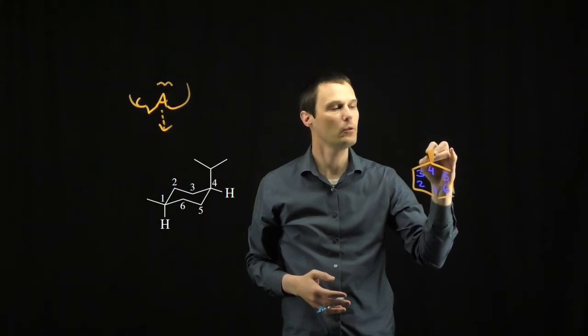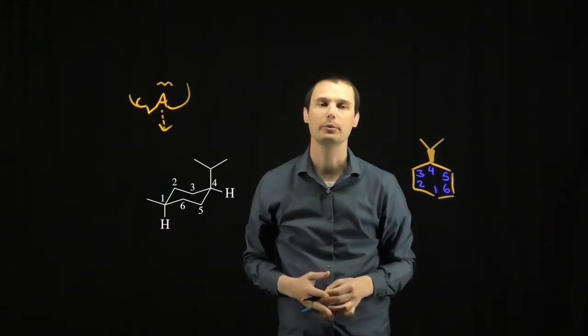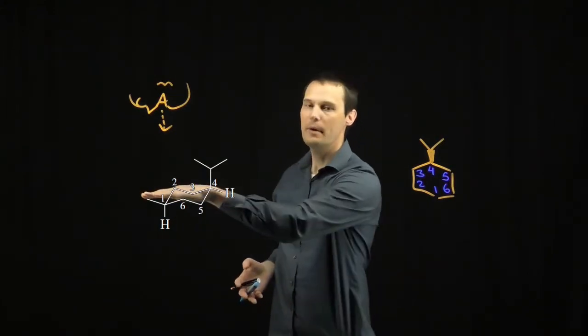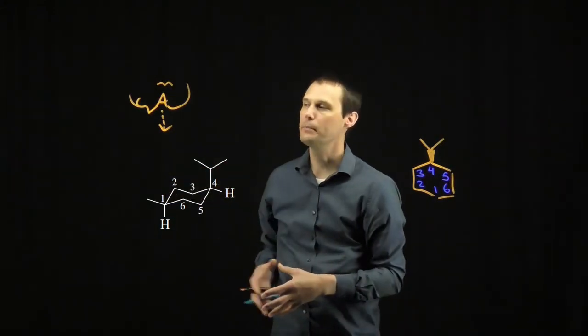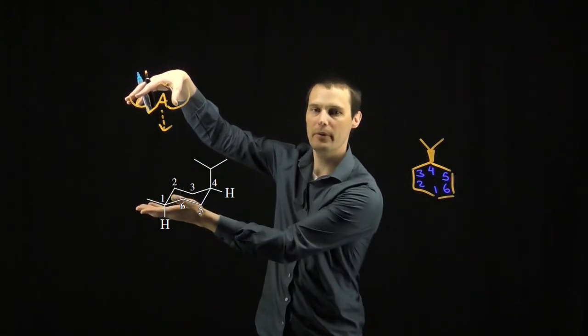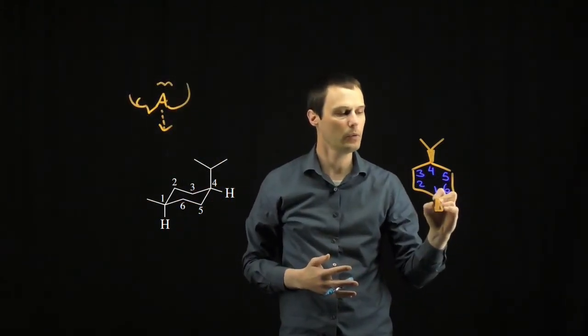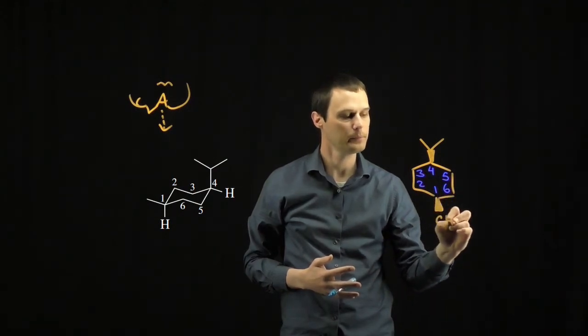So on carbon number 4, on a wedge, I have this isopropyl group. On carbon number 1, I have a methyl group. This methyl group is also sticking up into the northern hemisphere. So if I'm looking down from the North Pole, this methyl group is also sticking up closer to me as the viewer. So on carbon number 1, also on a wedge, I will have the methyl group.